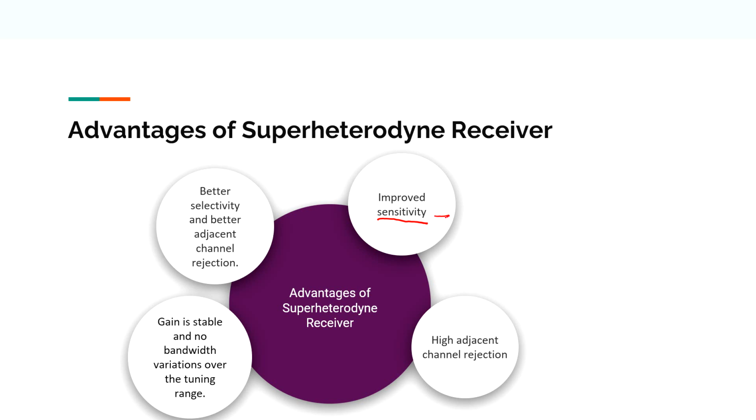The advantages of the superheterodyne receiver are that it improves the sensitivity, because it selects the IF frequency of 455 for most of the circuit. So it improves the sensitivity of the receiver, and it has high adjacent channel rejection, so the adjacent channel will be rejected. The gain is stable with no bandwidth variation over the tuning range, and better selectivity.